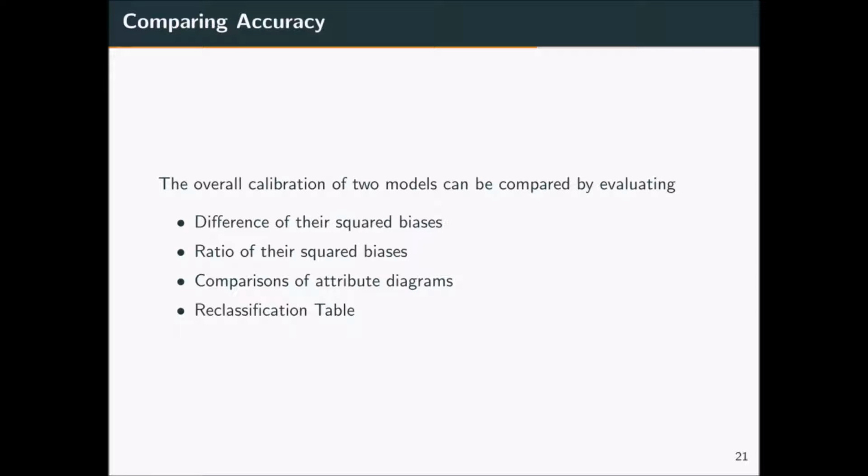Model comparison can be divided into two parts, comparing accuracy and comparing precision, and the comparison should be based on the evaluation of two risk models applied to the same population. The overall calibration of two models can be compared by evaluating the difference or ratio of their squared biases. Comparing the attribute diagram is also a good choice, and now I will introduce a new tool to evaluate two risk models, the reclassification table.